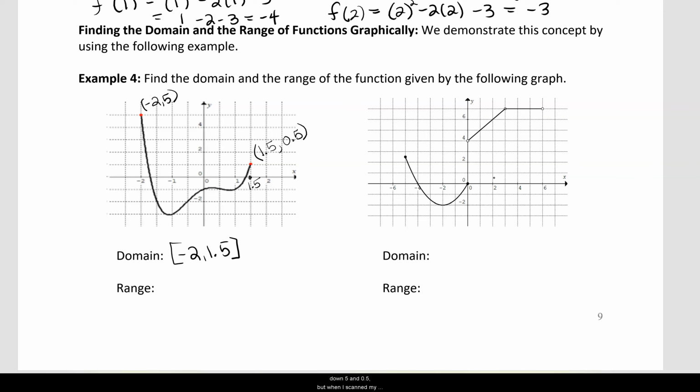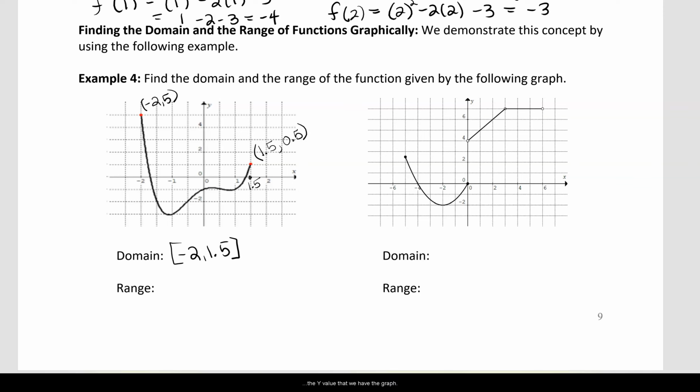Now, I was about to write down 5 and 0.5, but when I scanned my graph, I stopped for a moment. This is not the lowest point on the y values for our graph. So I'm going to have to do a visual scan from the bottom of the y-axis up to the top of the y-axis. And as I scan up the y-axis, I'm looking left and right to see where my graph is. So coming up from the bottom right here at this y value, I have a part of the graph that is graphing. Now, I'm not quite sure what the x value is, but that's okay because we're looking for range, and range has to do with y values.